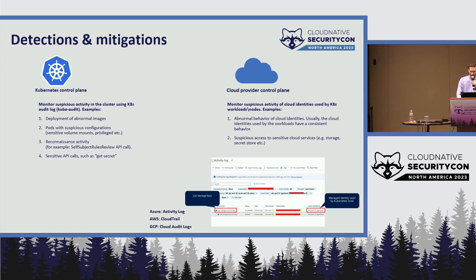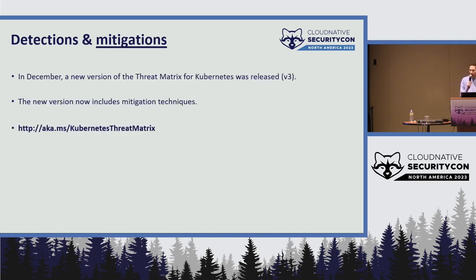And you can see here in the image that we see a managed identity, a cloud identity that is used by Kubernetes, that reads storage account keys. So maybe it's suspicious, it's something that you want to monitor. In other clouds, you also have such services: CloudTrail in AWS, and in GCP, Cloud Audit Logs. All right, so that was detections. Now let's speak about mitigations.